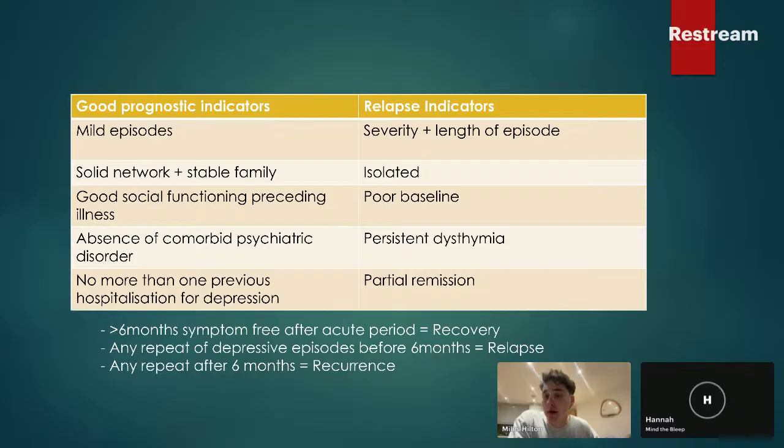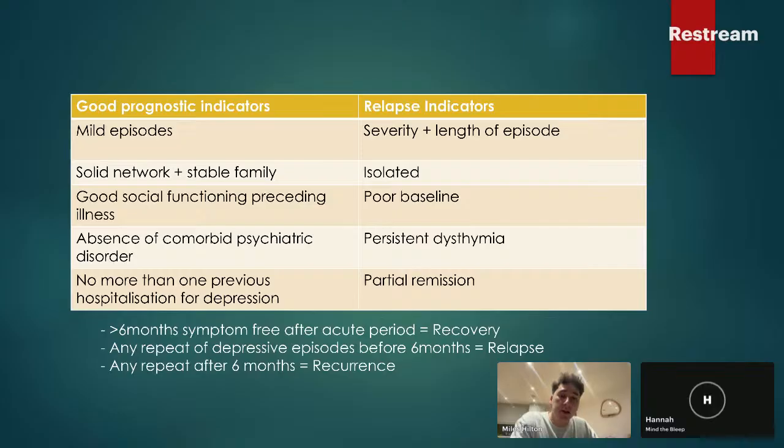This slide just indicates some good prognostic indicators and also some relapse indicators. A good prognostic indicator would be if the depressive episode was mild, if the patient had a solid network around them, stable family, stable friends, if they had good social functioning before the illness, an absence of comorbid psychiatric disorders such as personality disorders, and no more than one previous hospitalization for depression.